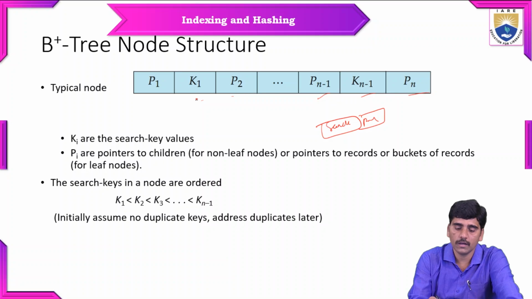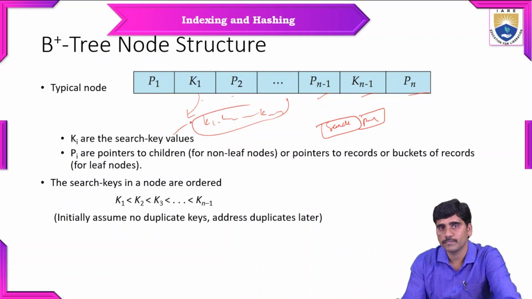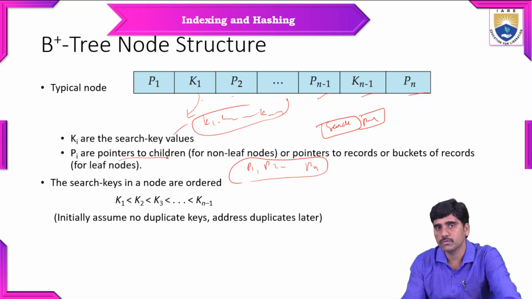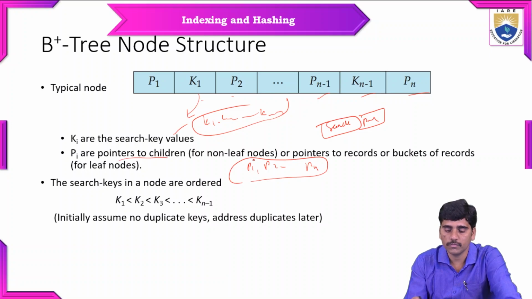Here Ki, that is K1, K2 up to Kn minus 1, are all search key values. And Pi, that is P1, P2 up to Pn, are all pointers to the children for non-leaf nodes, or else pointers to the records or buckets of records.